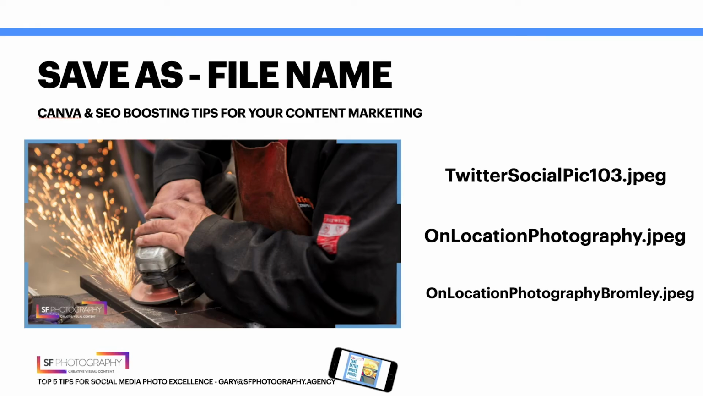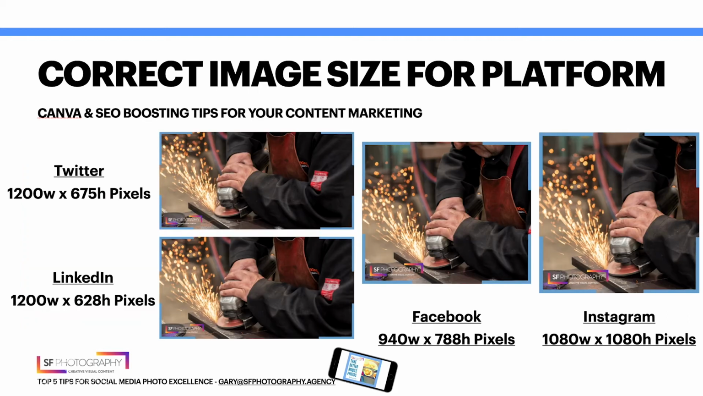So first off, save as file name, really important. When you're saving your image from your Canva design, don't save it as Twitter social pic 103. Save it as something that people would search for. So in my example here, this is saved as on location photography or on location photography Bromley, because then in Google Images you'd come up as that as a search, which is really powerful when you're trying to improve your SEO.